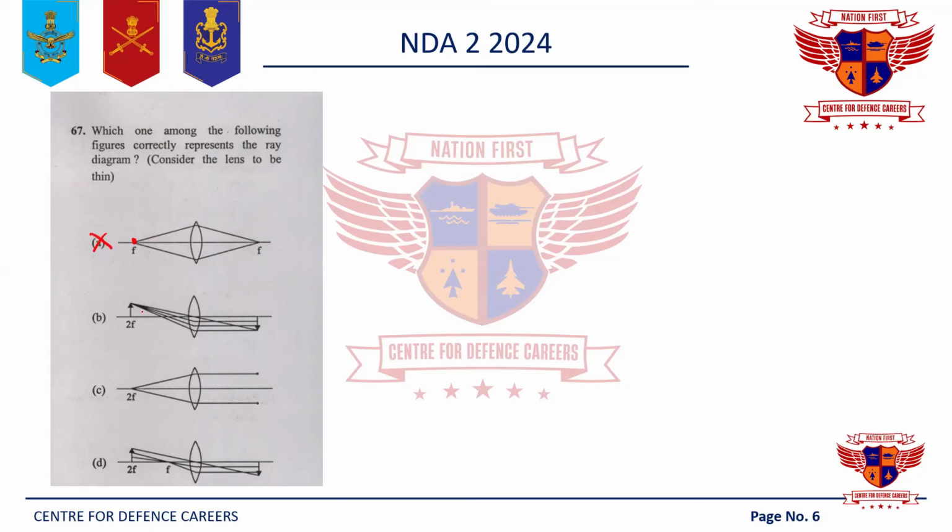Okay, now let's look at the second option. Here, the object is at 2F. Now, 2F is nothing but the center of curvature. If the object is at the center of curvature, the image always forms at the center of curvature and it is the same size as the object. So this option is the correct one. We have done this problem again and again multiple times in our classrooms.